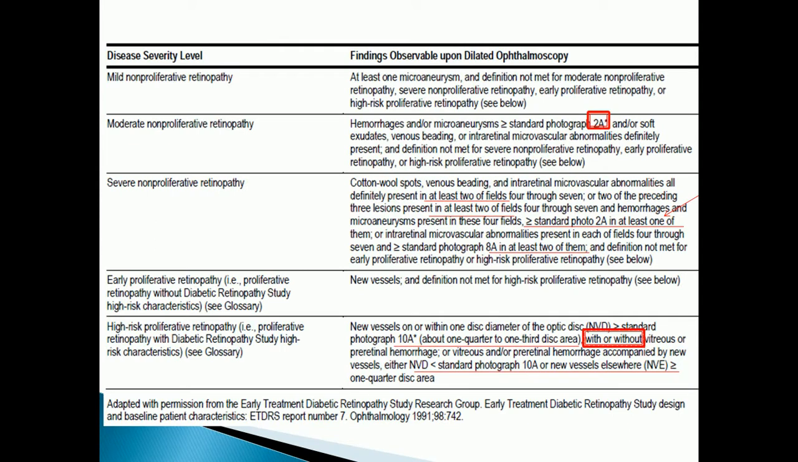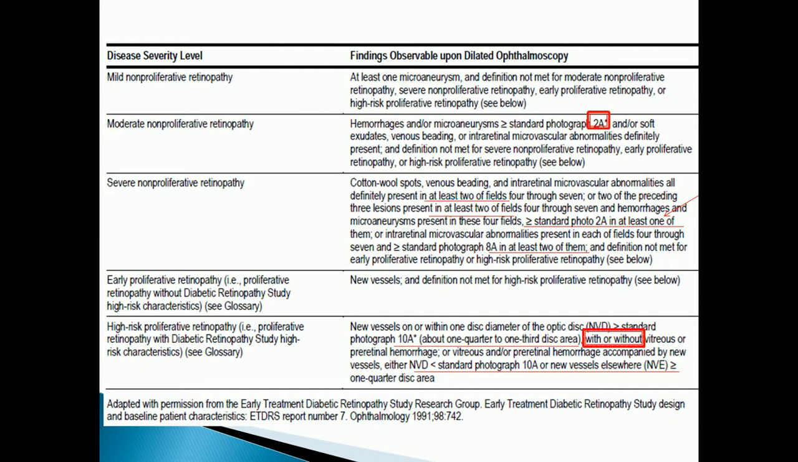ETDRS graded the disease severity levels into mild, moderate, severe, early PDR and high-risk PDR. Early NPDR contained at least one microaneurysm and the definition did not meet the moderate or the severe NPDR definitions. Moderate NPDR had hemorrhages or microaneurysms more than or equal to standard photograph 2A, or the soft exudates, venous beading or the edemas definitely present, and the definition not met by the severe NPDR or higher categories.